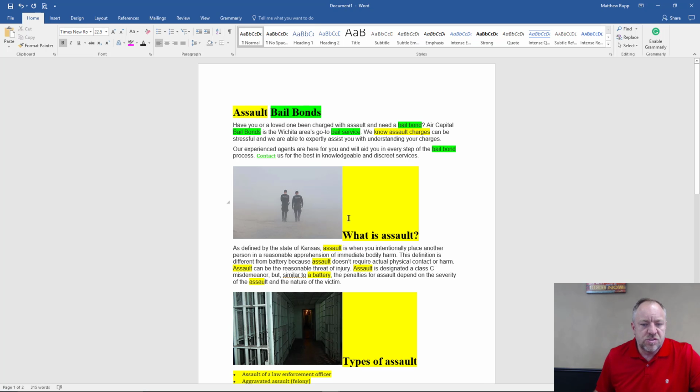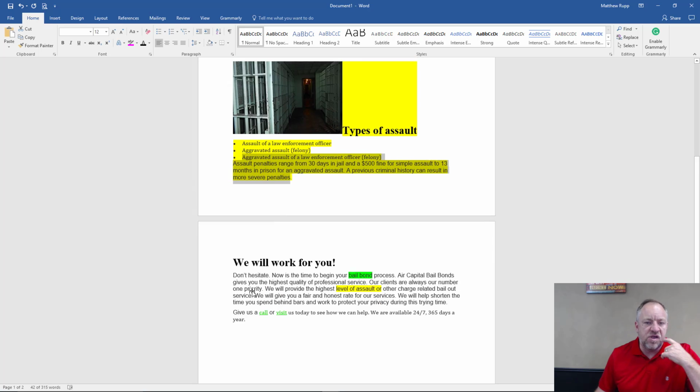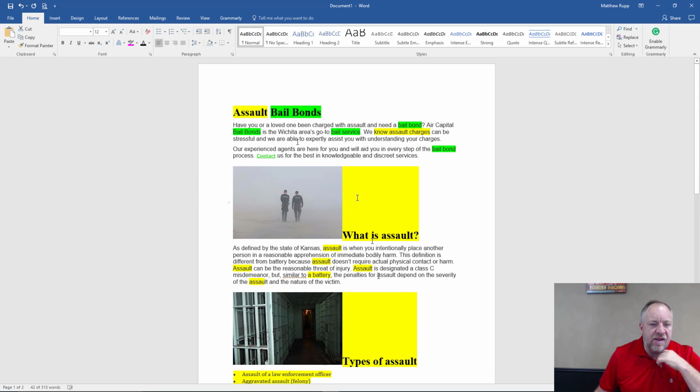Okay, so we have assault. What is assault? And a whole definition of it. Types of assaults, and we will work for you. So if you look at the yellow highlight and the green, this page has what it needs to rank pretty well for understanding assault in Wichita. I mean, it's still thin for that subject.